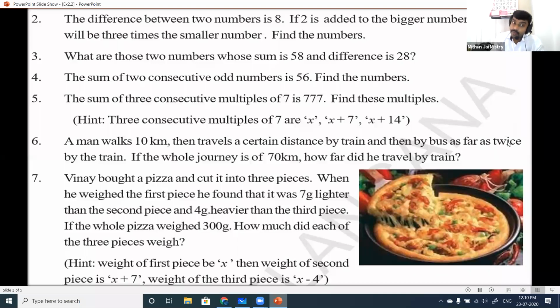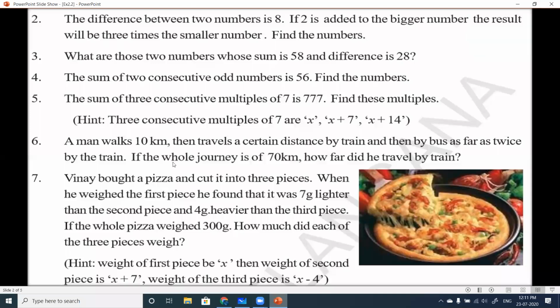As far as "twice by the train" is concerned, whatever distance he traveled on the train, double of that he has traveled by the bus. So if the distance traveled by train is x, then the distance traveled by him by bus will be what? 2x. That is twice. Twice means 2 times.